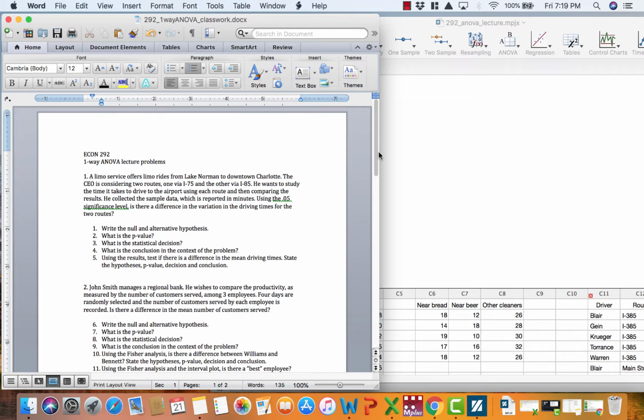So a limo service offers limo rides from Lake Norman to downtown Charlotte. The CEO is considering 2 routes, one via I-75 and the other via I-85. He wants to study the time it takes to drive to the airport using each route and then comparing the results. He collected the sample data, which is reported in minutes. Using the 0.05 significance level, is there a difference in the variation in the driving times for the 2 routes?